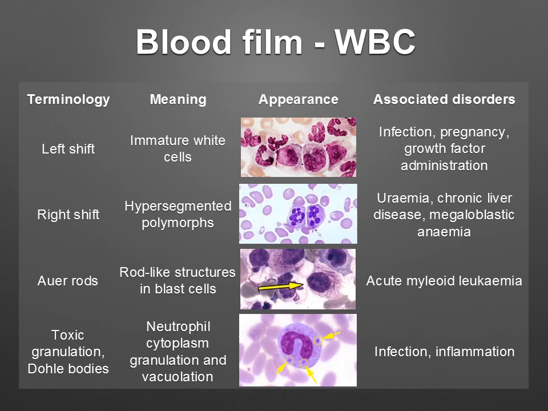Right shift is associated with hypersegmented polymorphs. That's more seen with uremia, chronic liver disease, or megaloblastic anemia. Auer rods, I hope I'm saying that right, this is where you get these rod-like structures in blast cells, and that's indicative of acute myeloid leukemia. And as we mentioned earlier on, if you get toxic granulation and Döhle bodies, which is associated with infection or inflammation, that's where you get this neutrophil cytoplasm granulation and vacuolation.